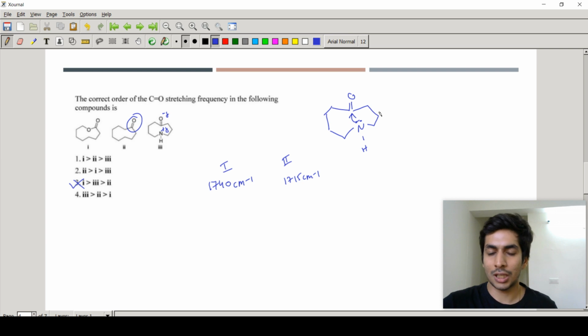A lot of research papers have also been published recently on this effect, even though it was established a long time back, and still a lot of research papers are being published on this topic. So this is called transannular electron donation. You can read about it in PS Kalsi.